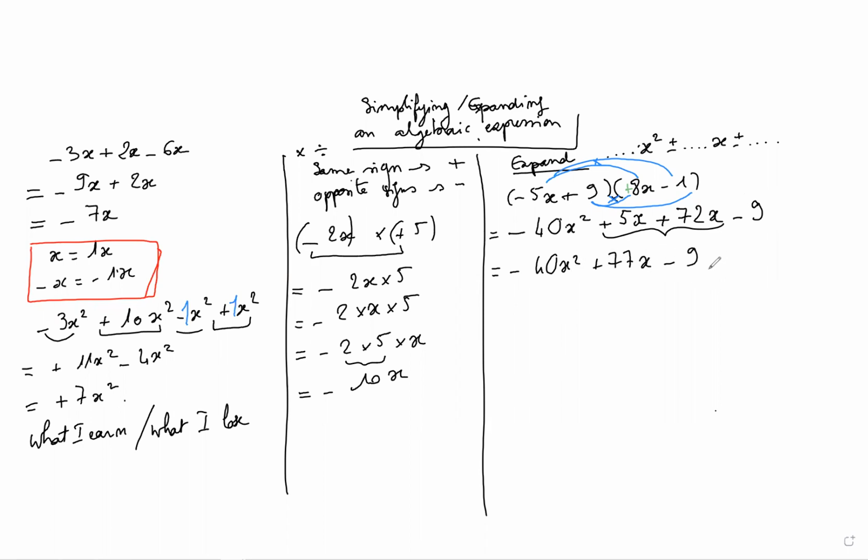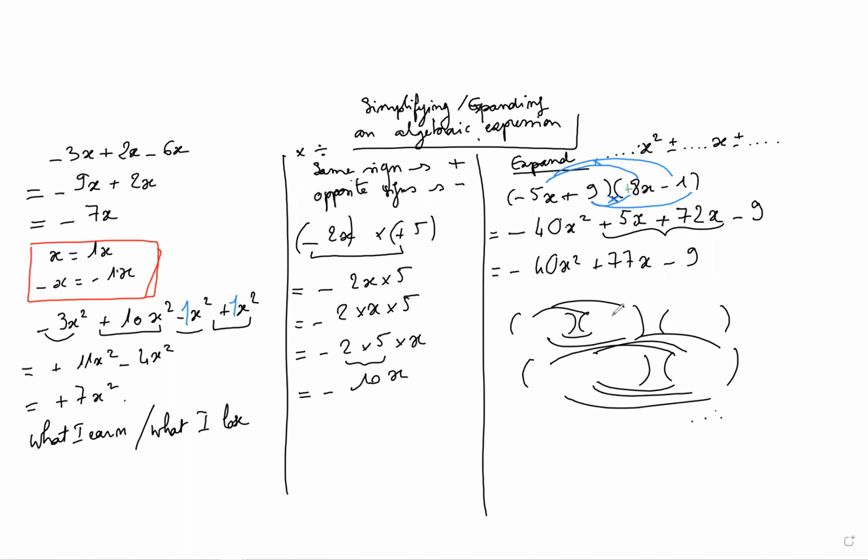Okay, and you can expand more parentheses like that. You start with this one, then you get a result, and if you have another factor here, you will expand this one on this one, and this one on this one, and so on. So you can have as many terms as you want in your parentheses.